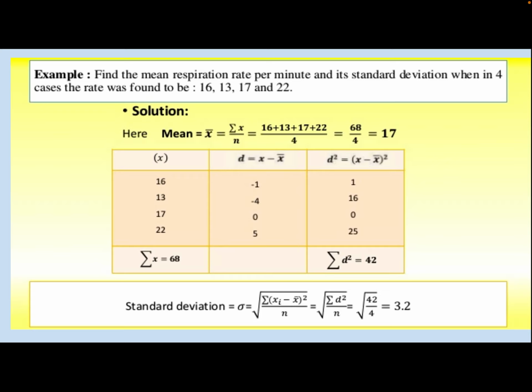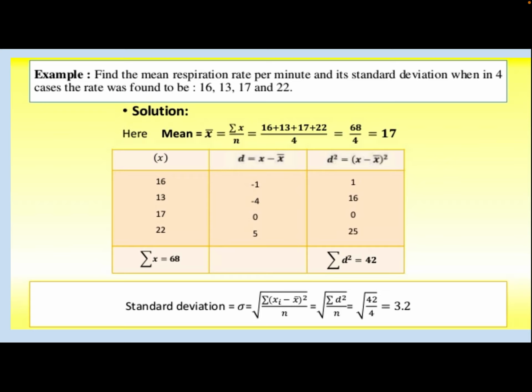This is an example of calculation of standard deviation using actual mean method. As you can see in the first column of the table, you are given values of x: 16, 13, 17 and 22. In order to find out the actual mean, we total up all the observations and divide it by n. So we get mean is equal to 17.